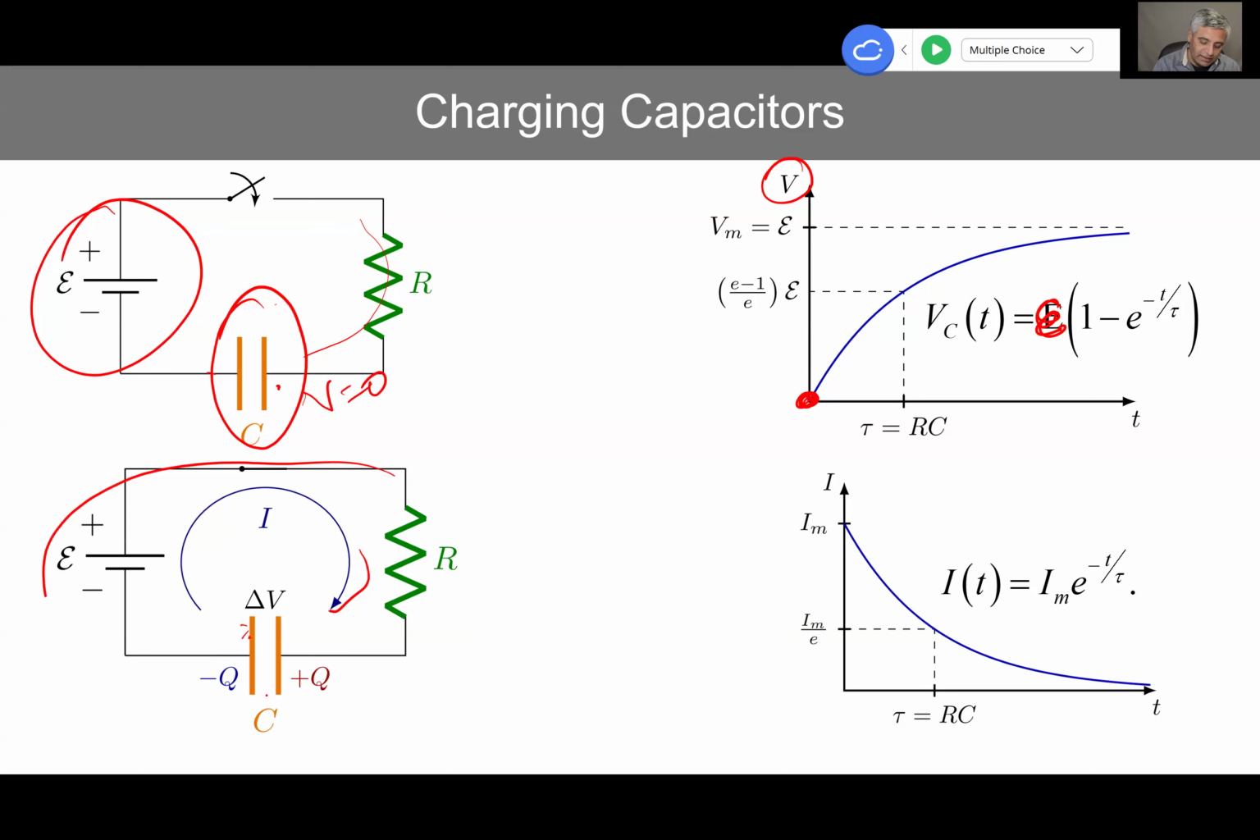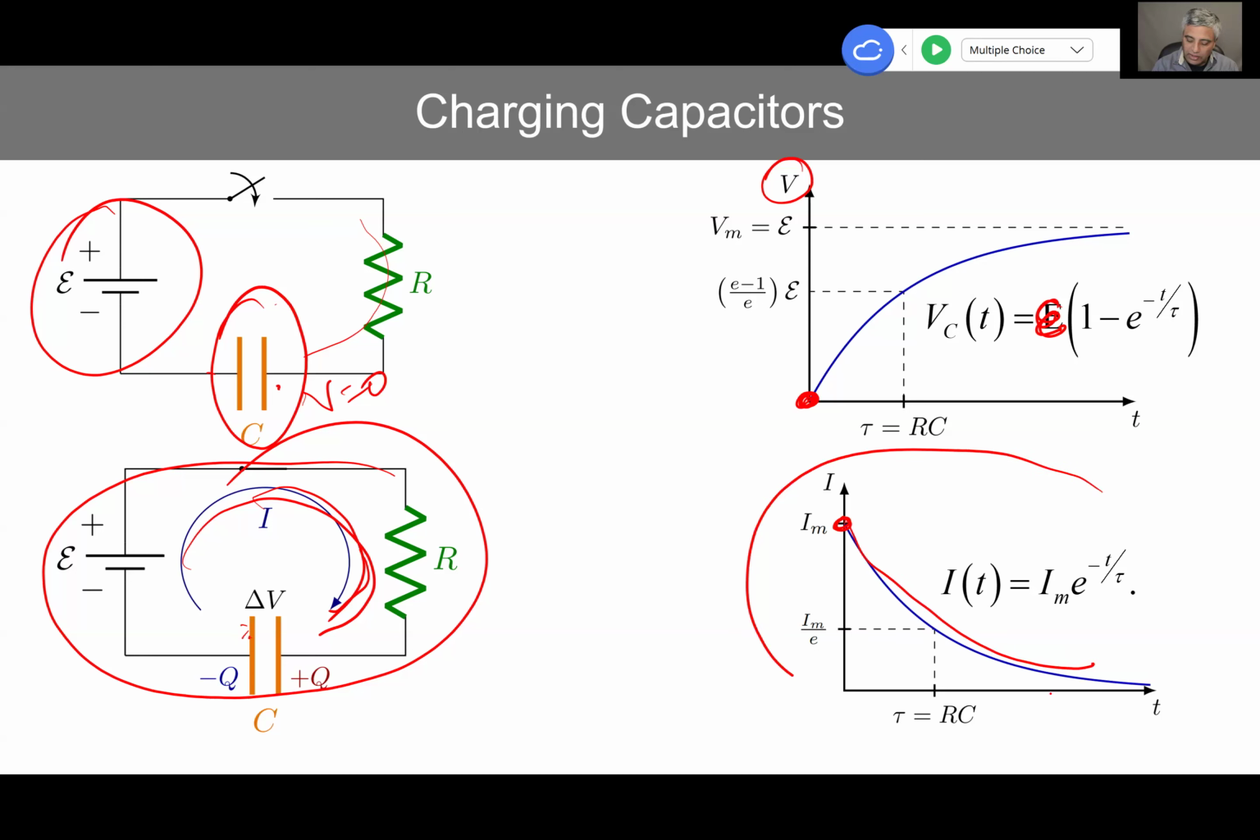But in case of current, what happens? It's like charging, discharging as well. What happens at the beginning? A large number of charges rushing first means a lot of current flowing at the beginning. So that's going to be the maximum current the moment you turn on the switch, and then it exponentially decreases. The pattern of the current is the same for charging and discharging, but voltage is slightly different.